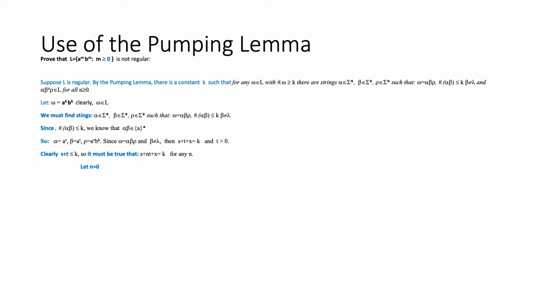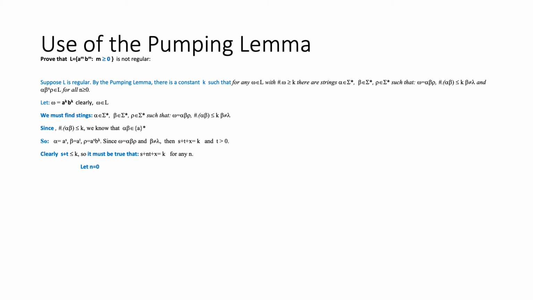and for any n, alpha, beta to the n, rho, that is, alpha, beta, beta, rho, or just alpha rho if n is 0. For any n, that means concatenating beta to itself n times, then that should also be a member of L. If I find any n greater than or equal to 0 for which this doesn't hold, then the language will not be regular. Let's show you why.